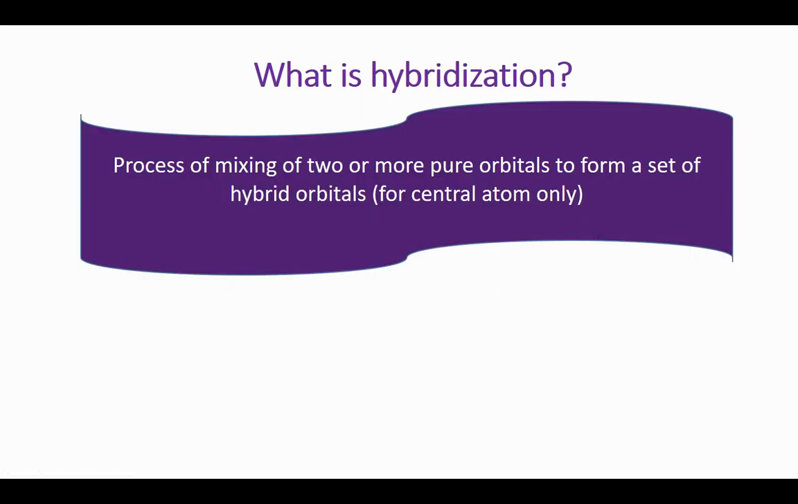First, you have to understand what hybridization is. It is a process of mixing two or more pure orbitals to form a set of hybrid orbitals. But this refers to the central atom only.